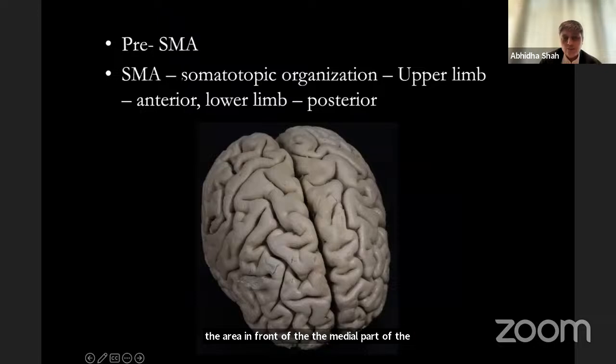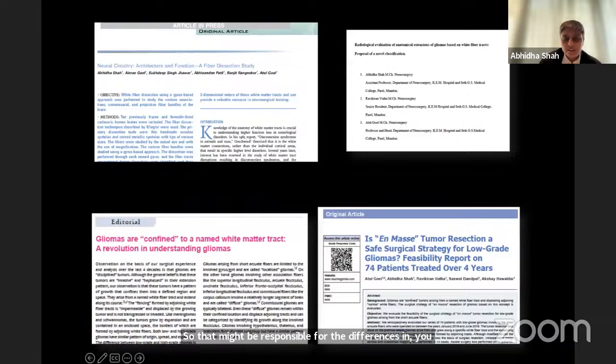So there is a somatotopic organization in the SMA. The upper limb is anterior and the lower limb is posterior. So that might be responsible for the differences in the deficits in the upper limb and the lower limb. So as you can see, we have studied the white fiber of the brain on multiple occasions, and we've developed our own classification system to understand the direction and depth of these tumors and to get a 3-dimensional view.